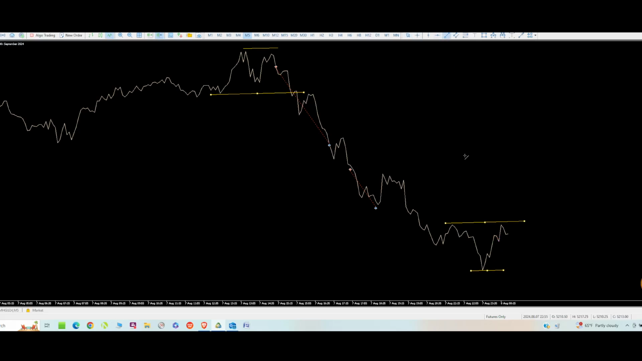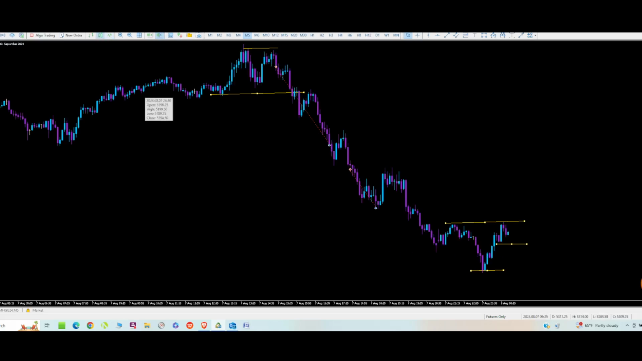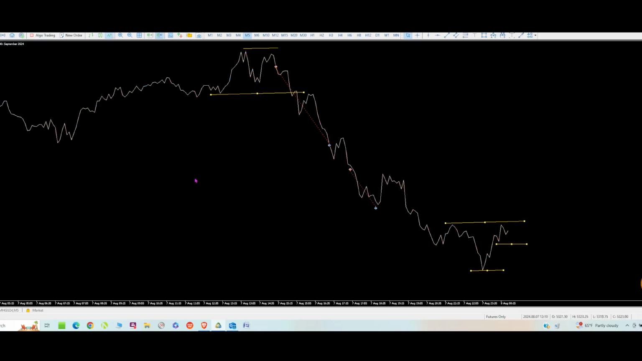So now if I was going to take a short, given again that we are in a downtrending market, I would look at this as a potential structure area to get into. Let's turn on the candlesticks for a sec, and there we are. So that's good where that line is.